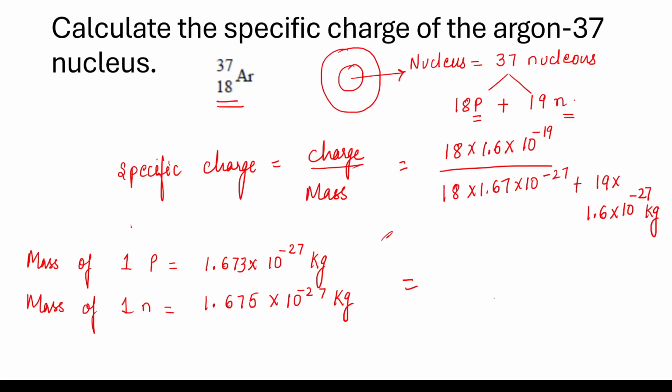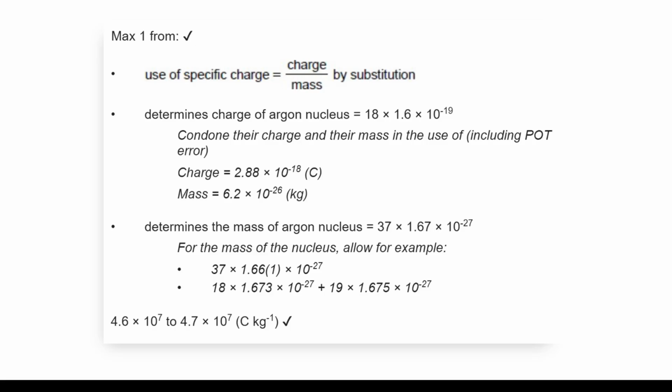So now, just plugging in the values, you use your calculator to calculate that. I have a mark scheme here. So this will give you the first mark, and then you calculate the charge of the argon nucleus, and then you calculate the mass of the argon nucleus by taking 18 times this, 19 times this, or up to 2 decimal places, because both are the same, just timesing 37 with 1.67 times 10 to the power minus 27. And when you plug into your calculator, this is what the answer comes to, coulomb per kg.